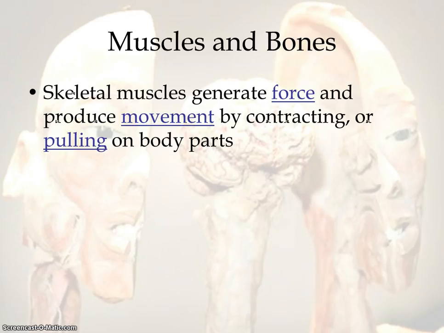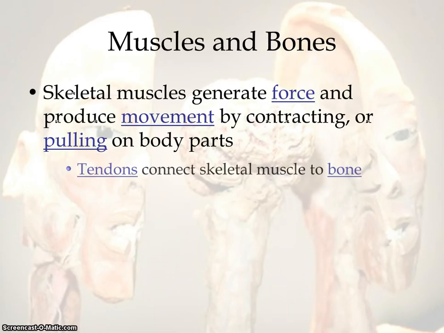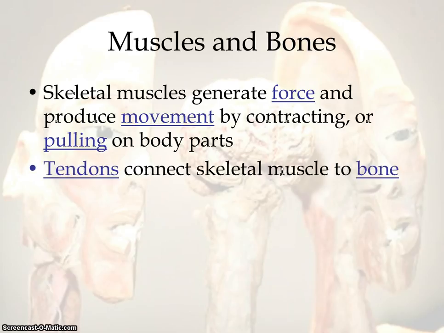Now let's look at how muscles and bones interact. You have skeletal muscles. Remember, we've already talked about the different types. These skeletal muscles are going to be attached to bones using tendons.